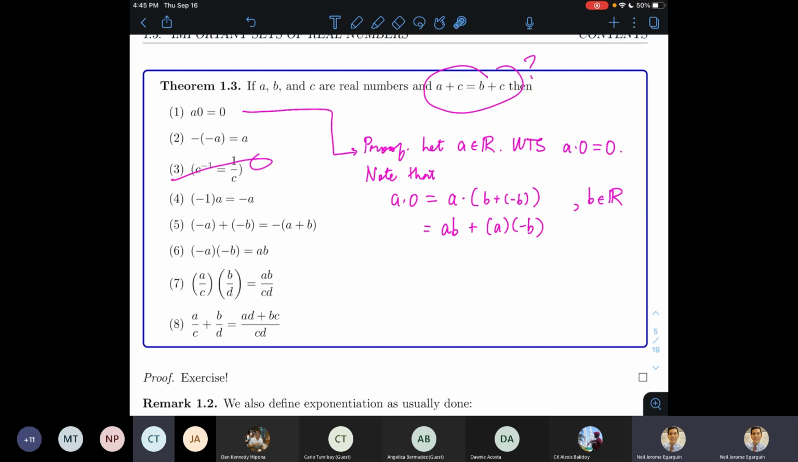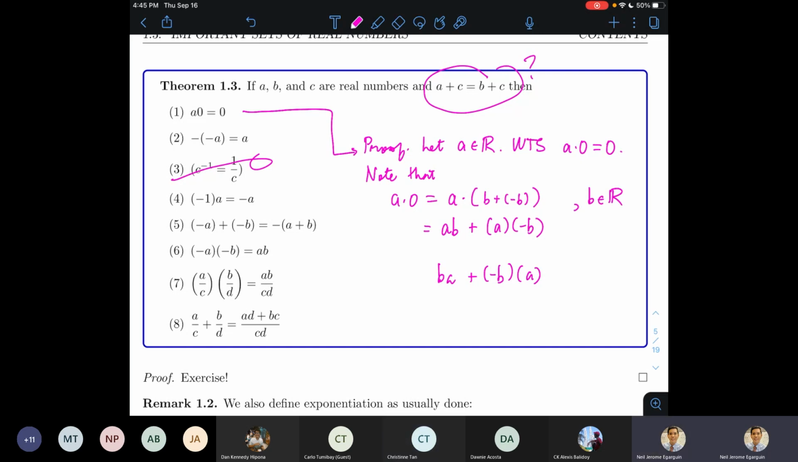Naisip ko po, gamitin po yung A5, yung commutativity for AB and A times negative B para po maging BA plus negative BA. Paano po ba yun? Well, you're suggesting gawin ko siyang BA plus negative BA. Tama ba?